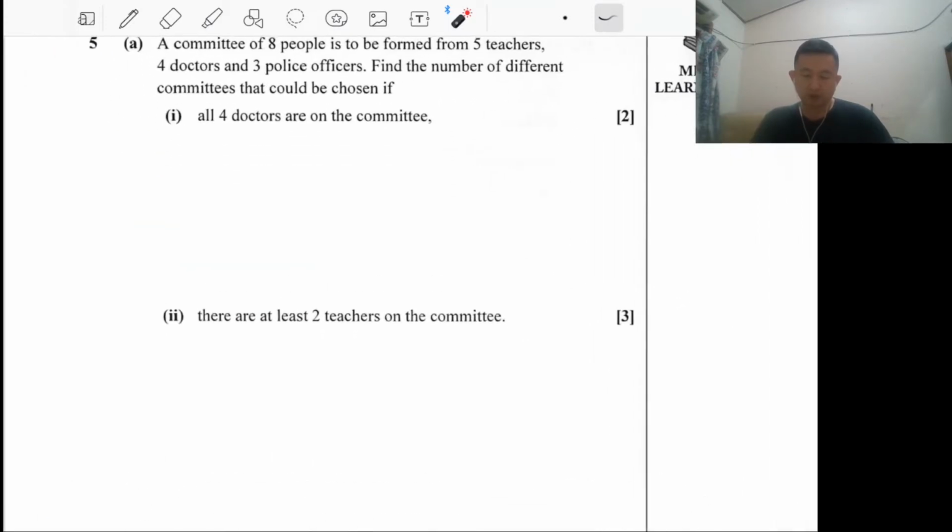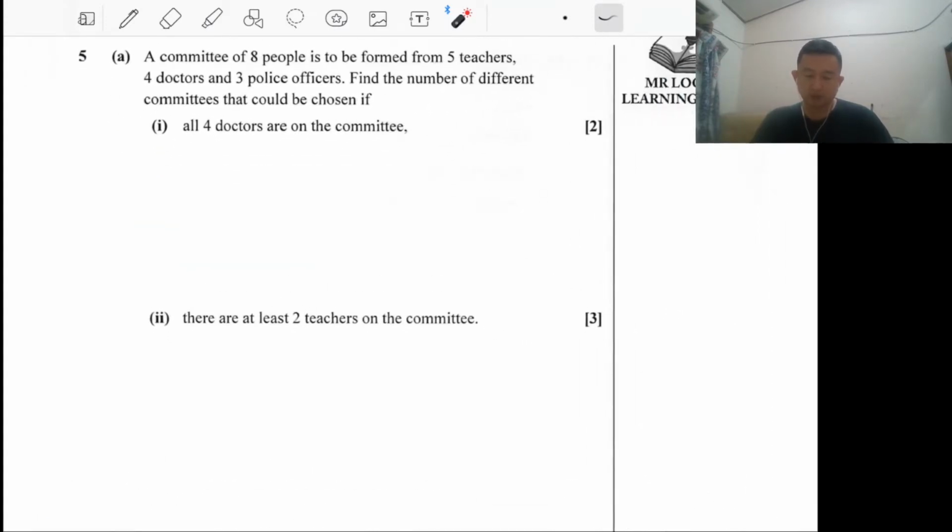All right, we go on. A community of 8 people to be formed by 5 teachers, 4 doctors and 3 police. So we have how many in total? 5, 4, 3. We have 12 persons, and we need to pick 8.